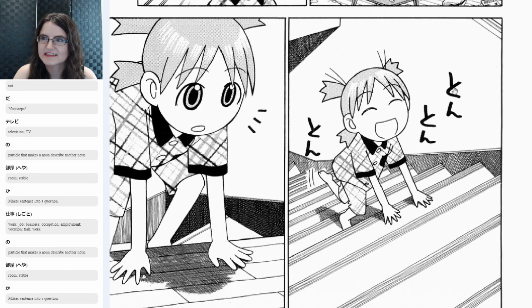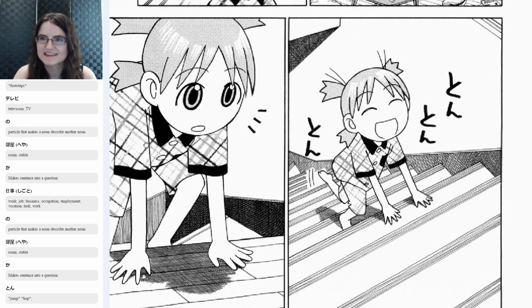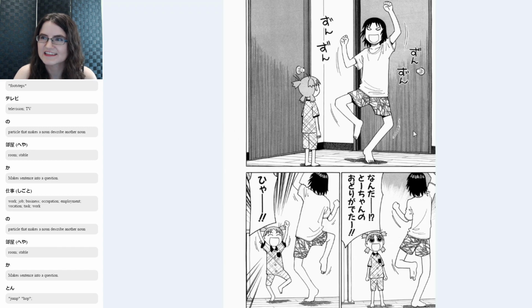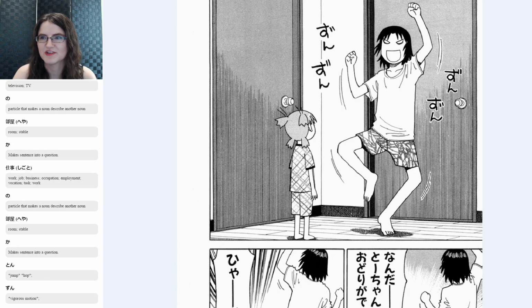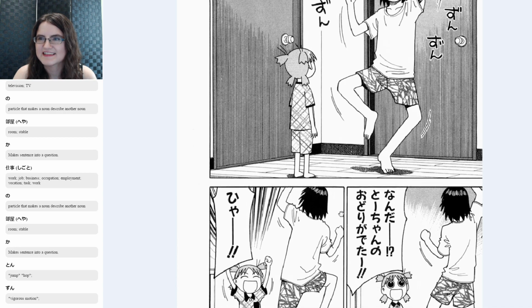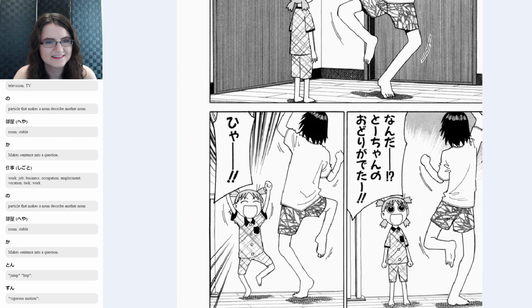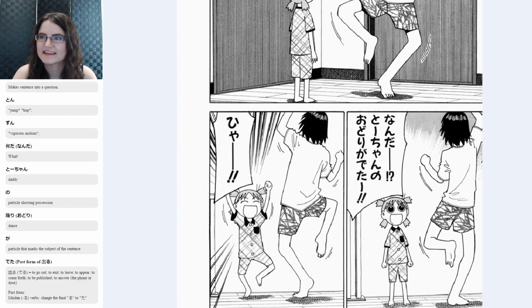Maybe he's there. So ton ton ton, which is like jumping or hopping. She's going up the stairs. She's like, oh, a little bit surprised. And then here's the dad. He's like, zoom, zoom, zoom. Which is like a vigorous motion, so he's just doing this little dance. And then she's all like, Nanda? It's like, what the heck?